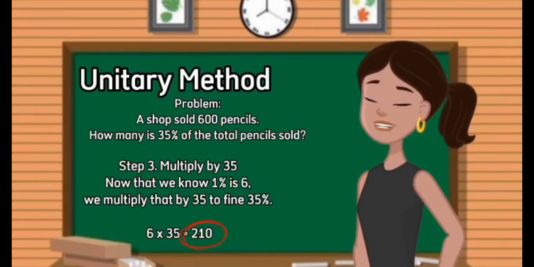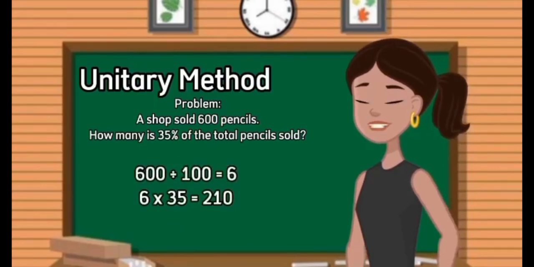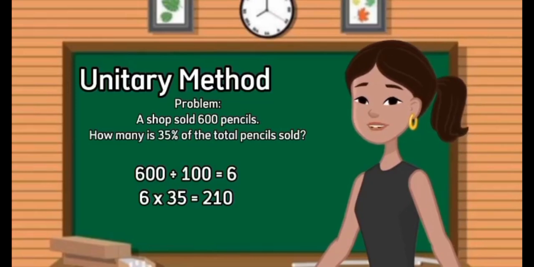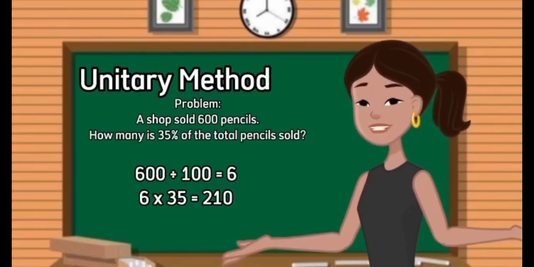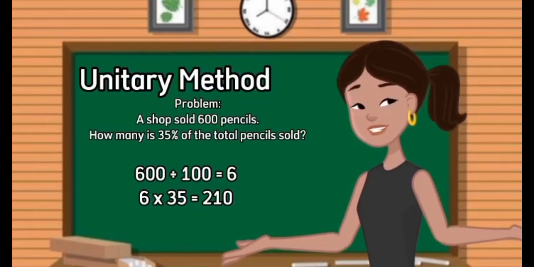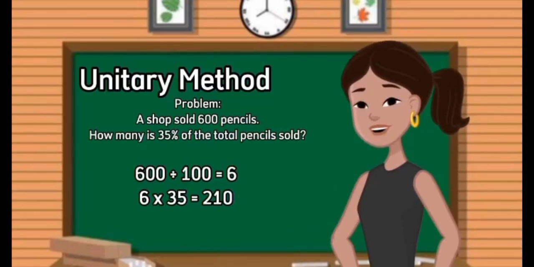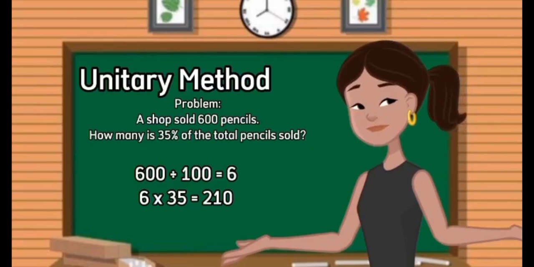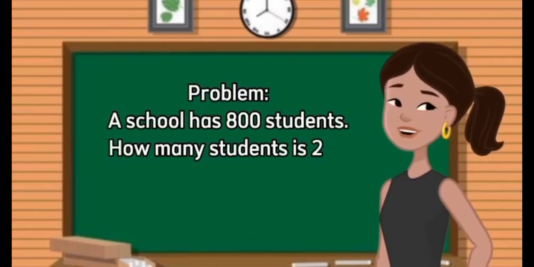So, did you get it? See, the unitary method is as easy as 1, 2, 3. First, you must divide to find the 1%. Second, multiply by the percentage unit. And then 3, done. Now, it's your turn to try.